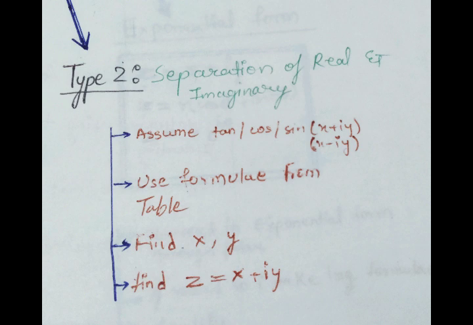So after finding x and y, it will be the combination of x plus the imaginary part y, and then we will be getting the whole complex equation for z at last. So this is the second type of inverse hyperbolic function, and we will get a clear idea after seeing an example. So keep watching.